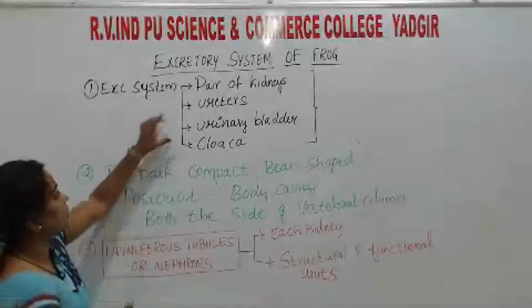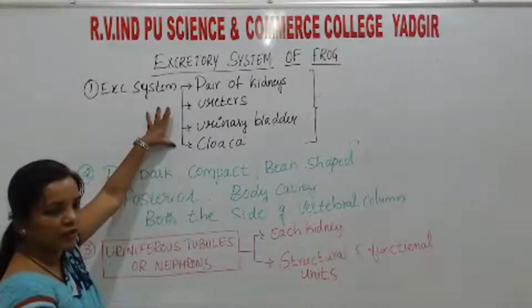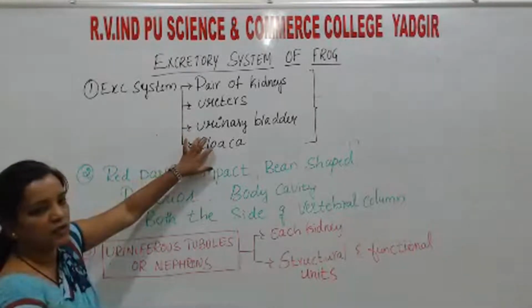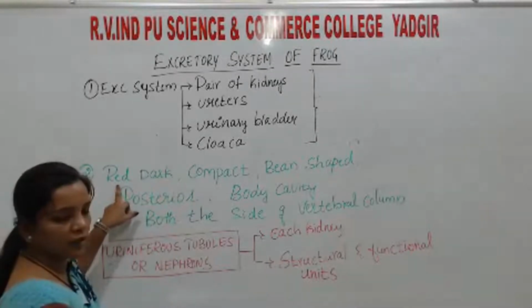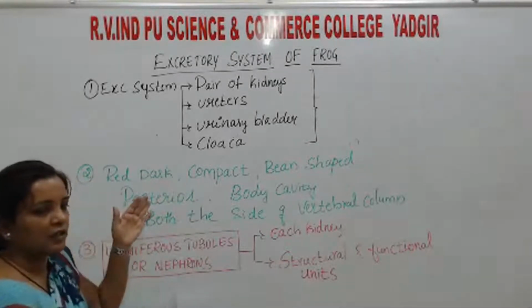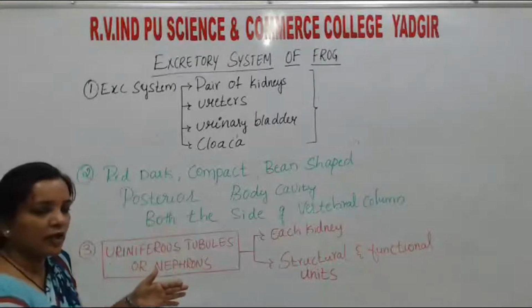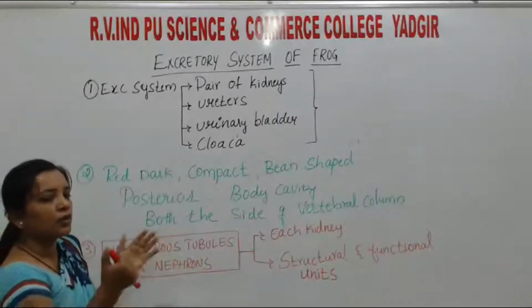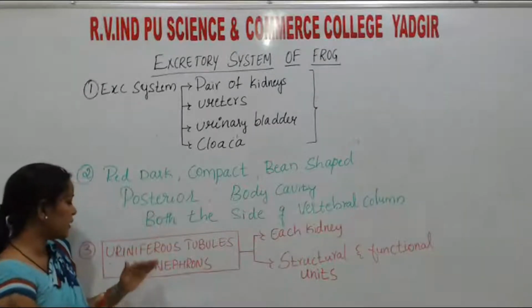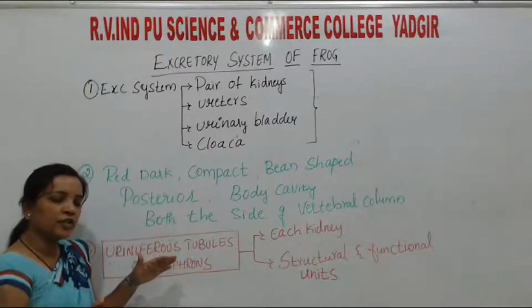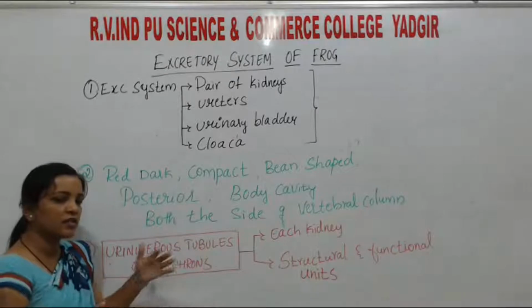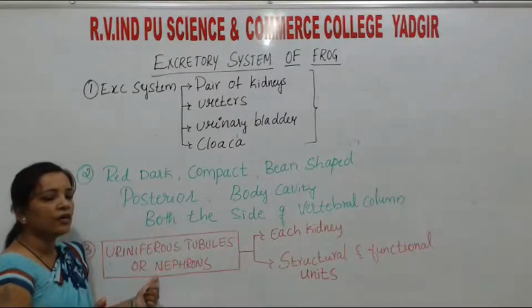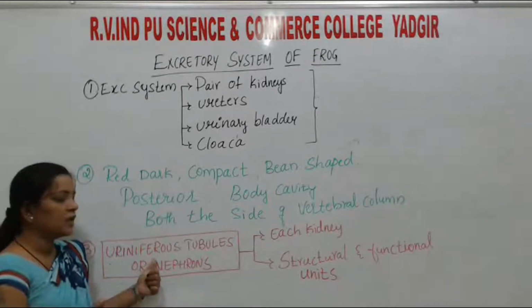Understood? What are the parts? A pair of kidneys, ureters, urinary bladder, and cloaca. Instead of an anus, we are using the cloacal opening. They are red, compact, and located at the posterior in the body cavity on both sides of the vertebral column. Each kidney has structural and functional units called nephrons or uriniferous tubules.